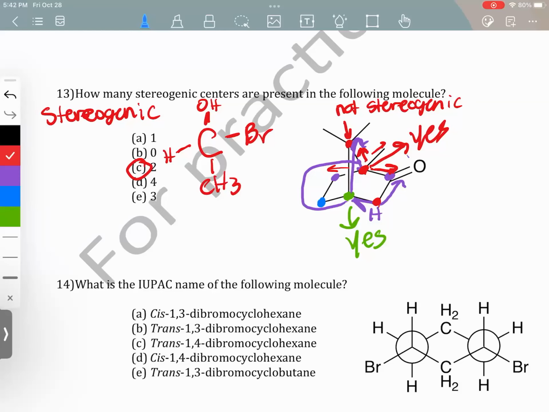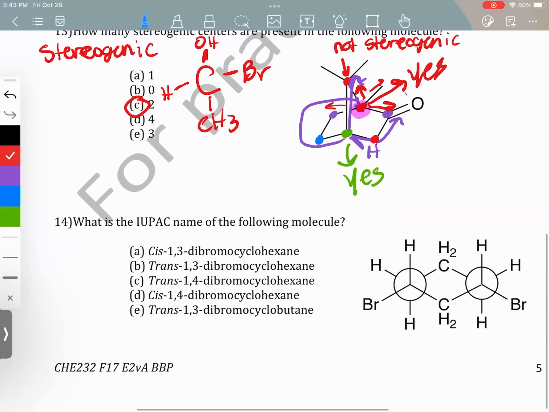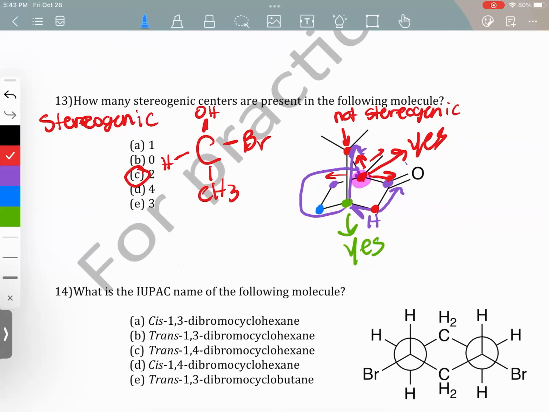Any questions with this question? So the first stereogenic center will be the green one, and what's the other one? Oh, the red one in the back here. Let me highlight it with this pinkish. So this carbon in the back here too, that's stereogenic. Okay, thank you. You're welcome. Any other questions before I go to 14?